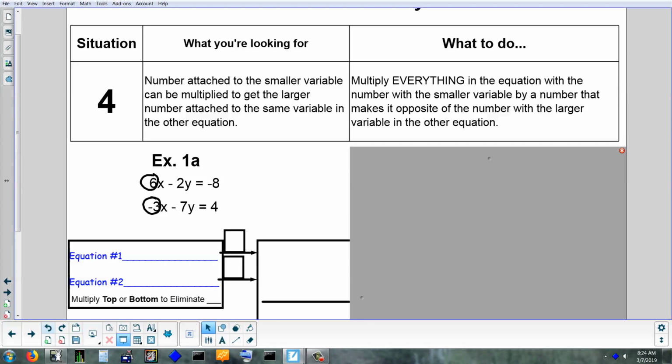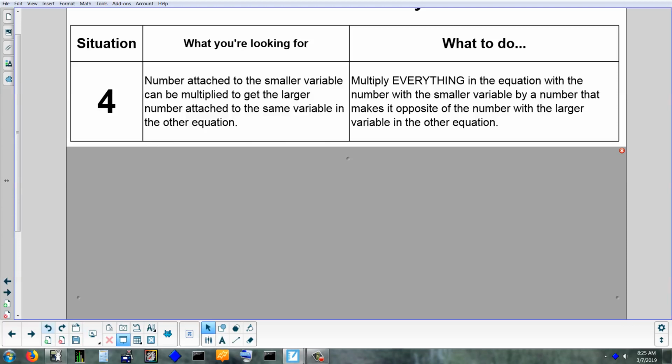We don't want them to be the same. We wouldn't want to have a 6x and a 6x. We would want a 6x and a -6x. That's how they cancel out. You don't have to answer it yet. We'll get to it. But just copy down the what to do. So you multiply everything in the equation with the smaller number by something that would make it the opposite of the larger number. That's what you're trying to do.